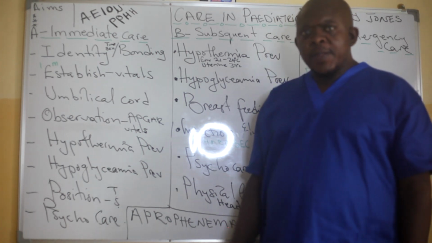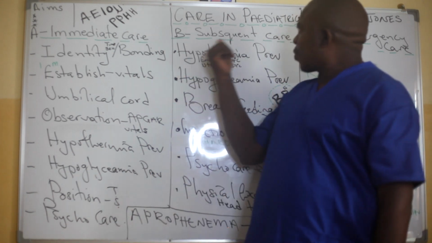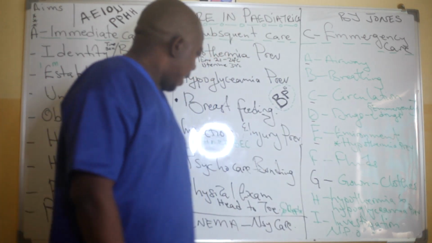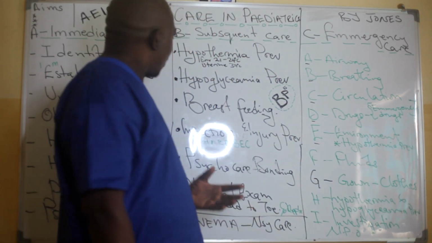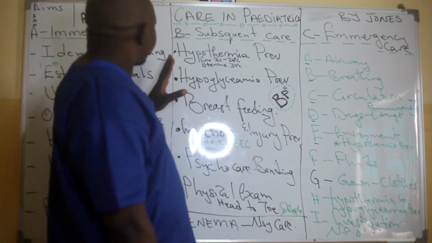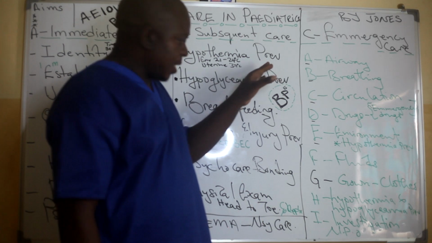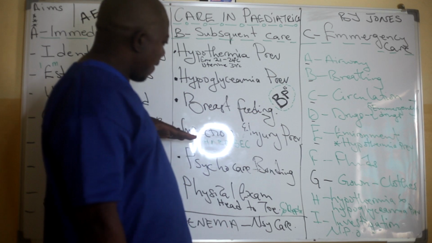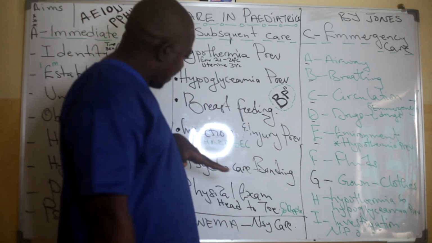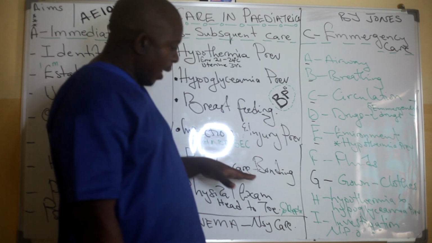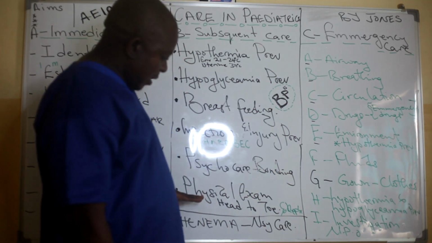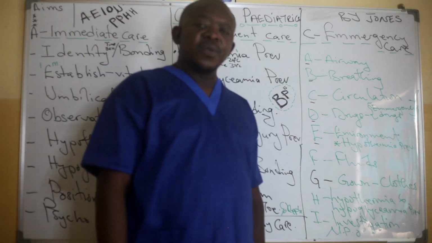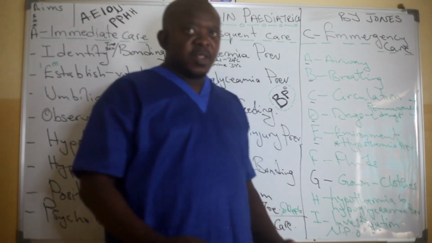Okay, so now let's look at the subsequent care of the newborn. Under subsequent care of the newborn, we are necessarily looking at hypothermia prevention, hypoglycemia prevention, breastfeeding of the baby, infection and injury prevention, psychological care or bonding. We're also looking at physical examination of the child, that is head to toe, and also checking of reflexes. That is necessarily what we are looking at.